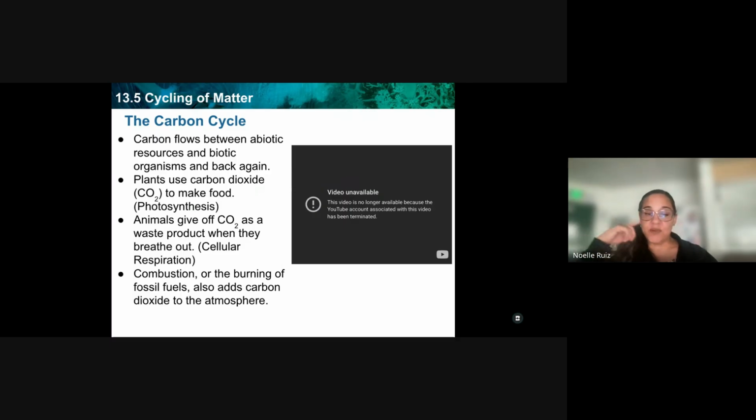And combustion, or the burning of fossil fuels, also adds carbon dioxide to the atmosphere. And that is what is happening right now, because us humans like that process. For some reason, we can't find another one, or we don't want to. But that is what your Edpuzzle is about this week. There's more details on that.